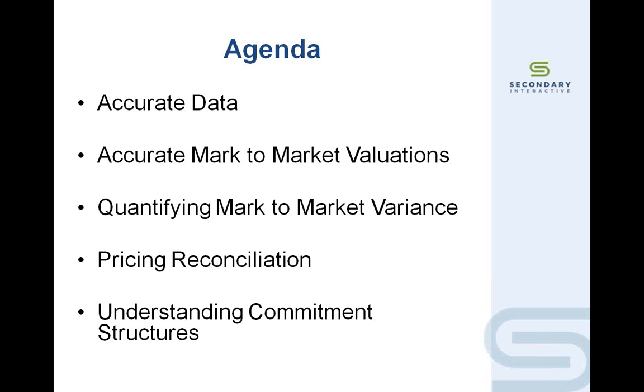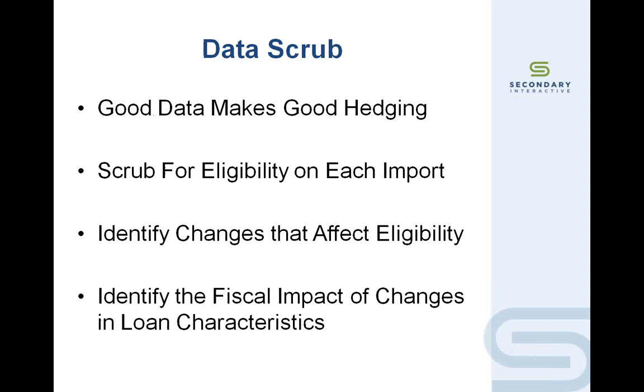So just as a quick agenda, and really as a foundation towards getting to pipeline leakage, I'm going to talk a little bit about accurate data, because from our perspective, good data makes good hedging, good data makes good secondary, and certainly that applies to good accounting as well. Then accurate mark-to-market valuations, building on that foundation, and quantifying pipeline leakage. What can we do to quantify mark-to-market variances that happen as we go through the process? We'll touch a little bit on pricing reconciliation, and then we'll get into the alternative commitment structures.